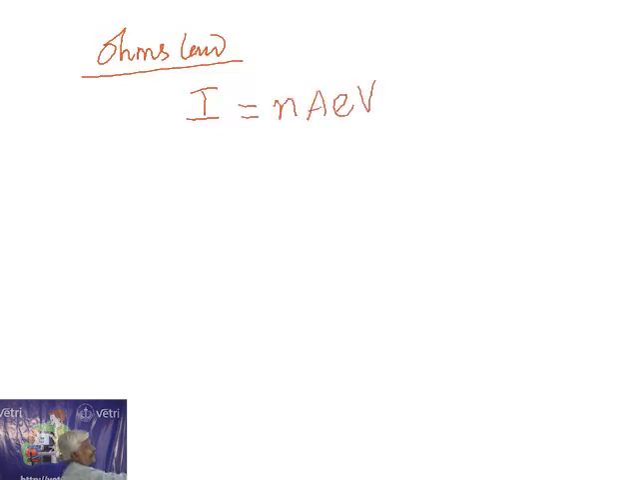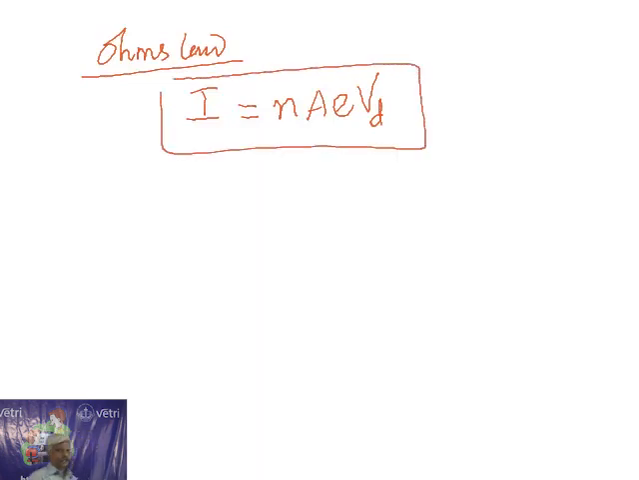Ohm's law, a very important law. In lower standards, you are confused about Ohm's law. From Ohm's law, so many formulas come. That is not Ohm's law. Because we know the relation between the current and drift velocity, I is always equal to NAEVd. Be careful. This is the relation between current and drift velocity. It is not Ohm's law.